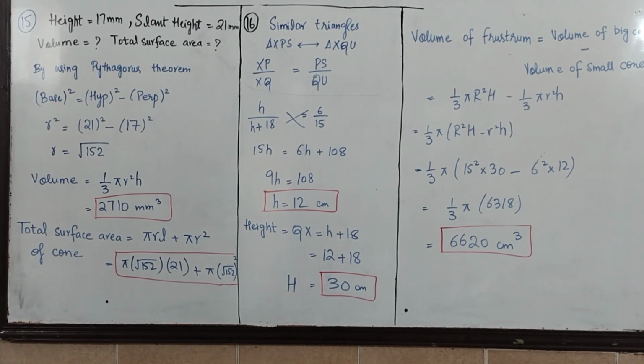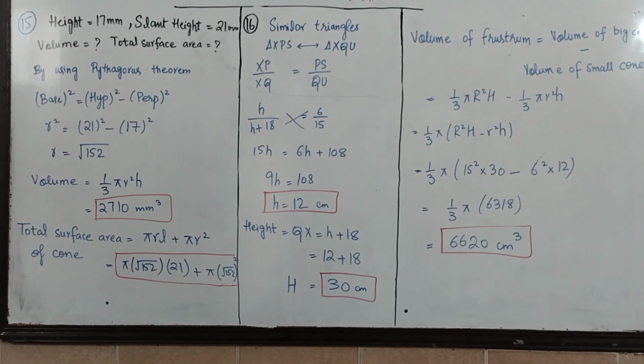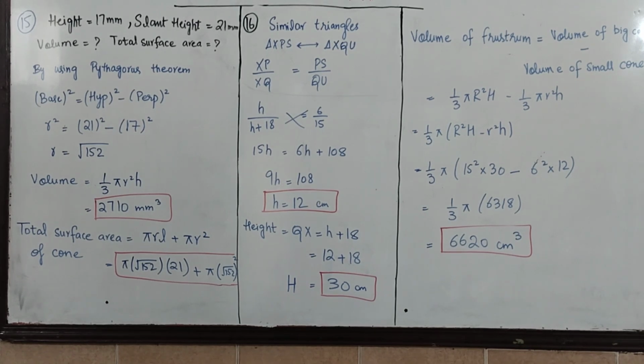Now you have to calculate the volume. Volume formula is 1/3 pi r square h. Pi is constant, r you know, and h also is known. Okay, so here is your formula. In this, h is height, and L means slant height.